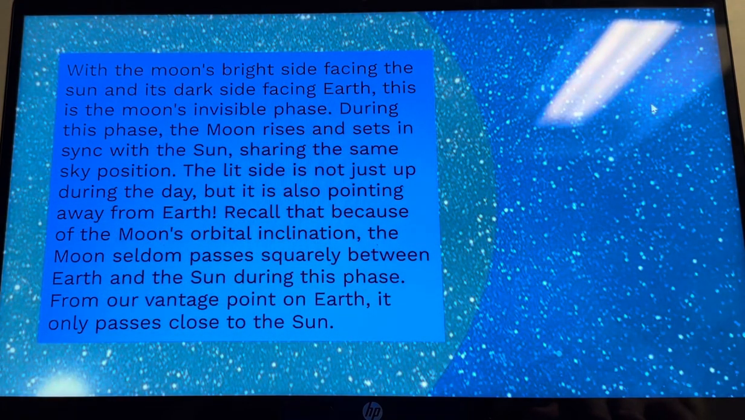New moon. With the moon's bright side facing the sun and the dark side facing Earth, this is the moon's invisible phase. During this phase, the moon rises and sets in sync with the sun, sharing the same sky position. The lit side is not just up during the day, but it is also pointing away from Earth. Recall that because of the moon's orbital inclination, the moon seldom passes squarely between Earth and the sun during this phase. From our vantage point on Earth, it only passes close to the sun.